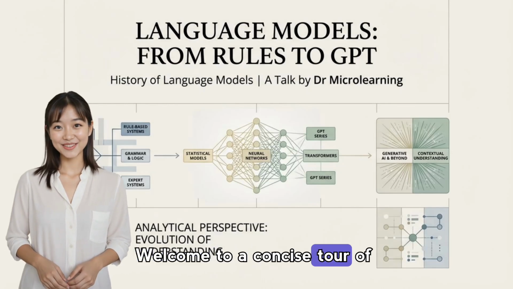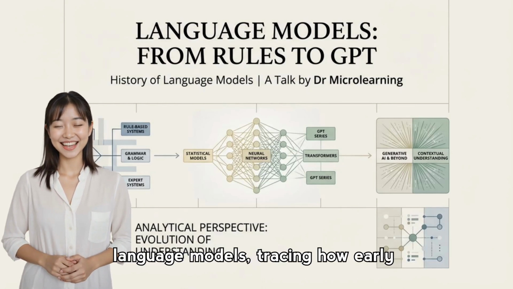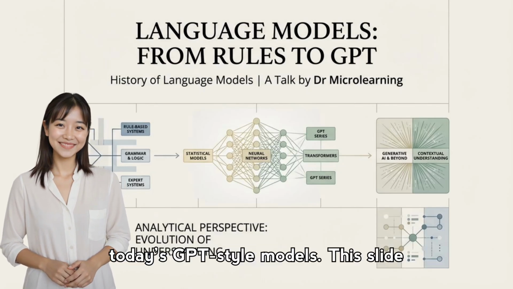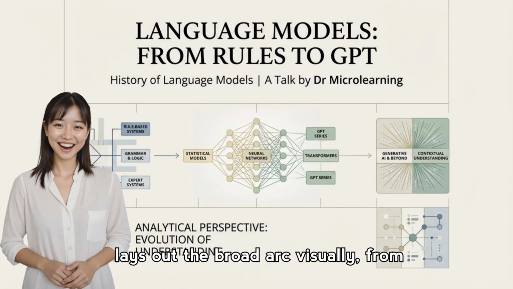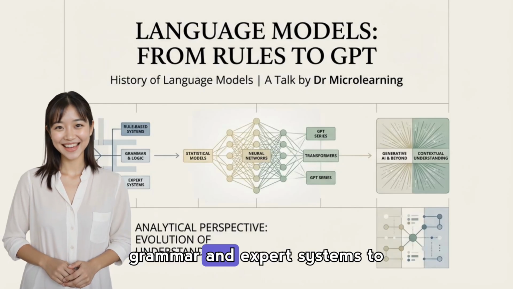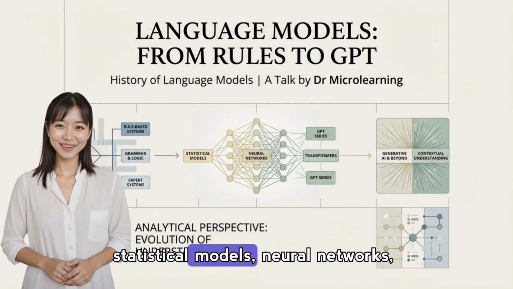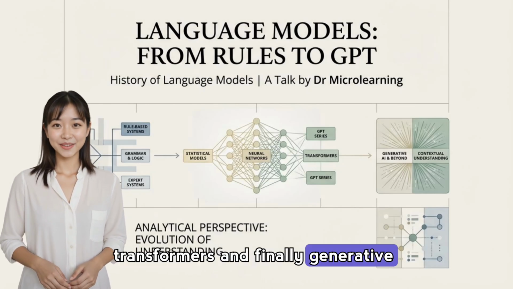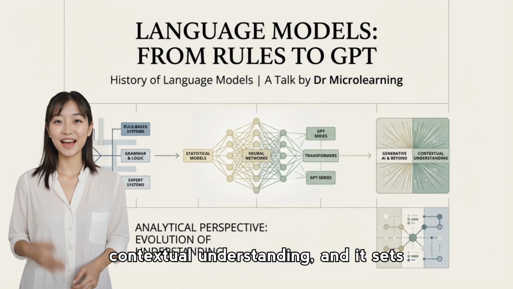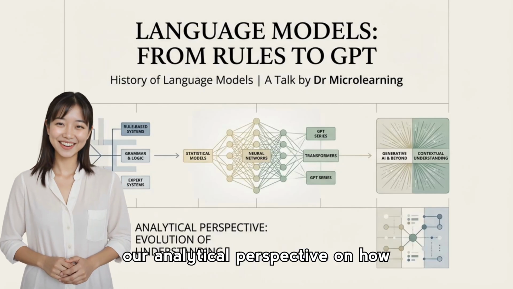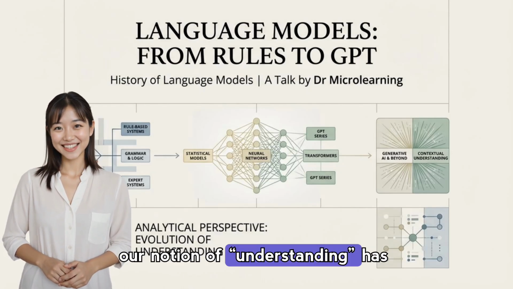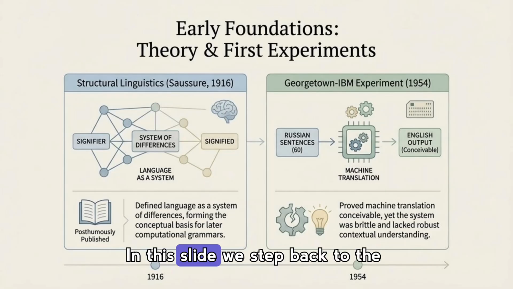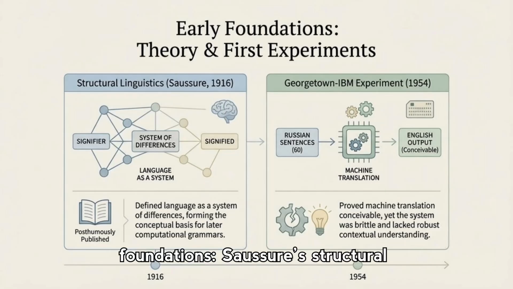Welcome to a concise tour of language models, tracing how early rule-based systems evolved into today's GPT-style models. This slide lays out the broad arc visually, from grammar and expert systems to statistical models, neural networks, transformers, and finally generative contextual understanding. And it sets our analytical perspective on how our notion of understanding has shifted as architectures and scale changed.